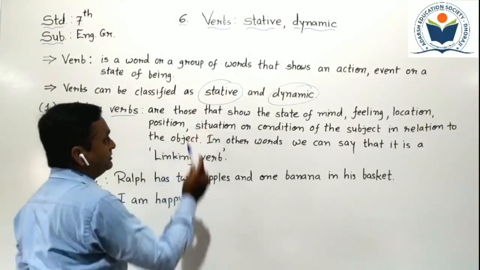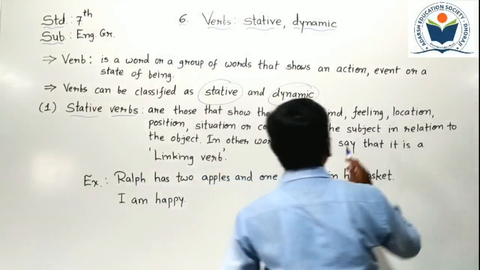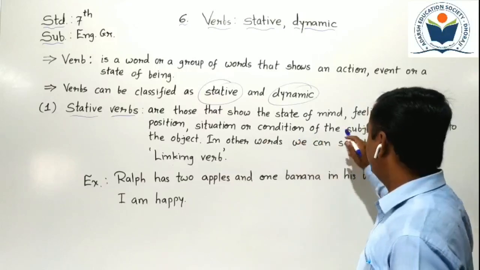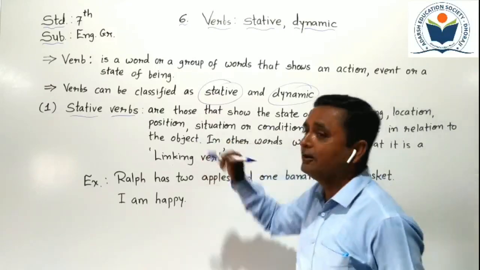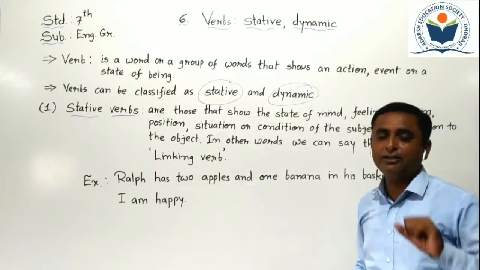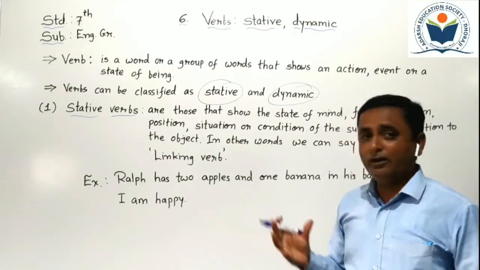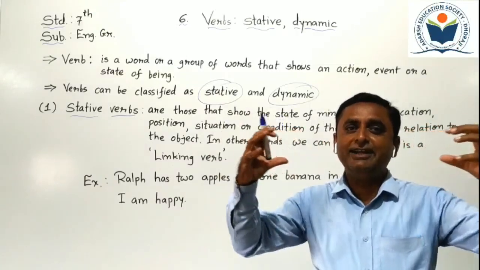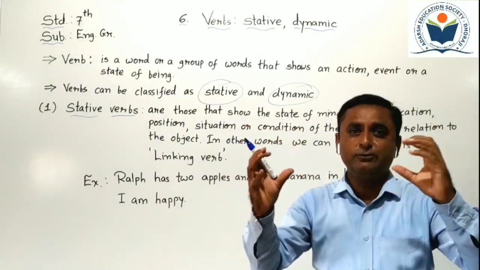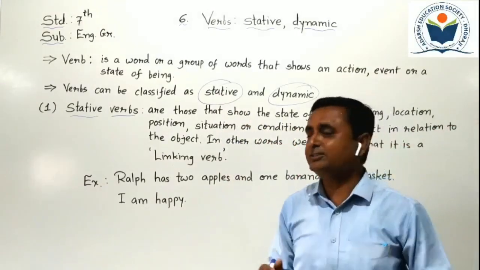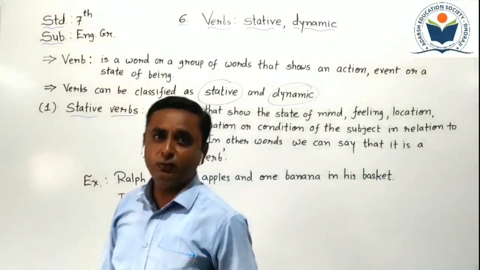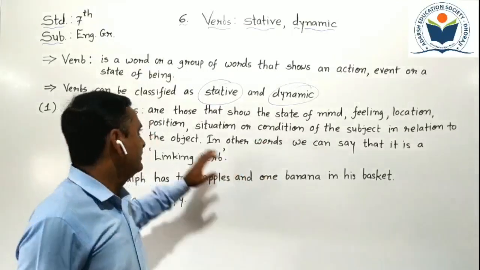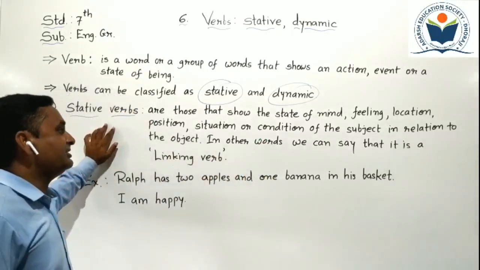Stative verbs are those that show the state of mind, feelings, location, position, situation or condition of the subject in relation to the object. In other words, we can say that stative words show the relation between subject and object. It links two things, subject and object. So it is known as a linking verb or stative verb. Can you understand? It links subject to object. So that type of verb is known as a stative verb.